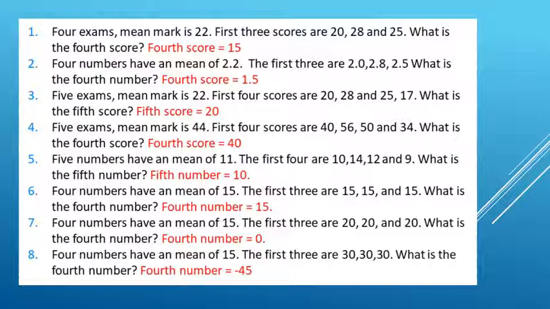The last question on here, the answer on the screen there is actually wrong, because the total once again should be 60, however we've got a total of 90 at the moment, so the 4th number should be negative 30.